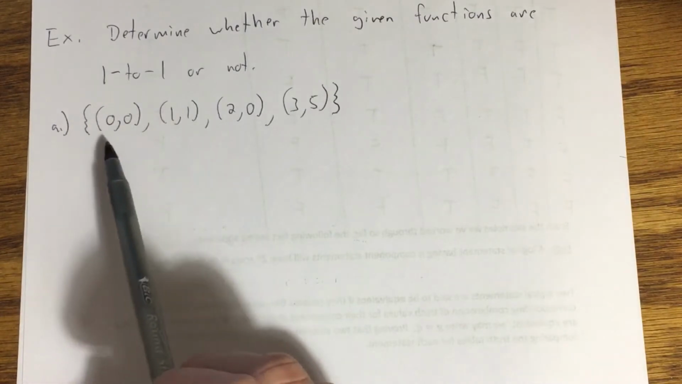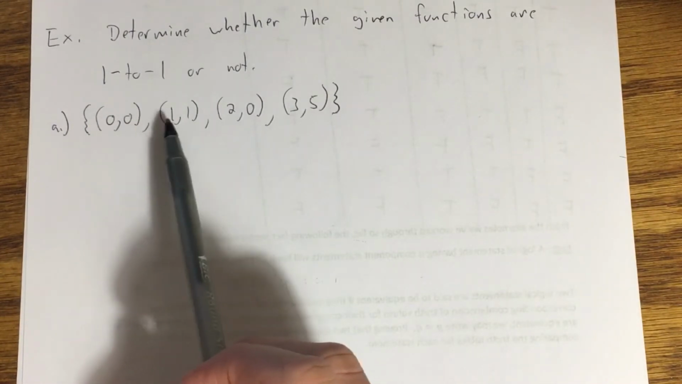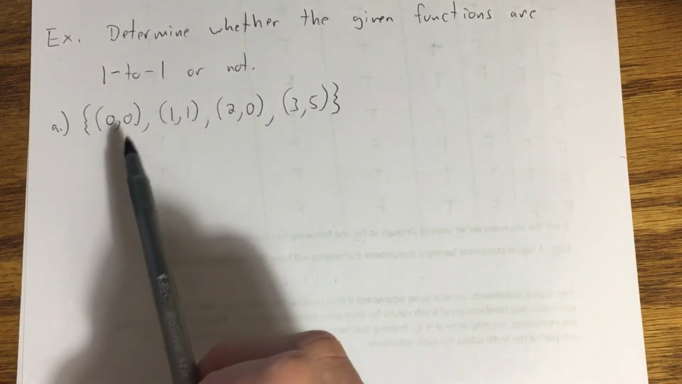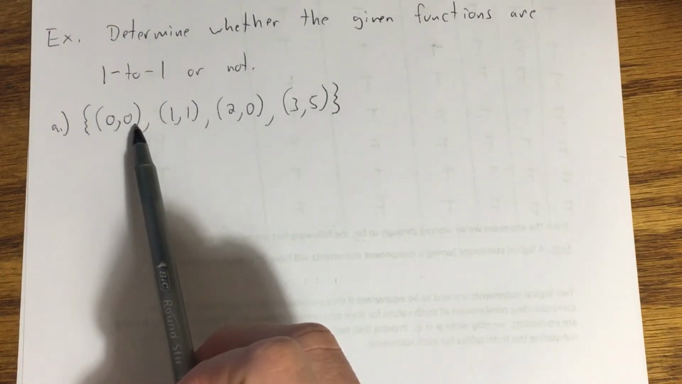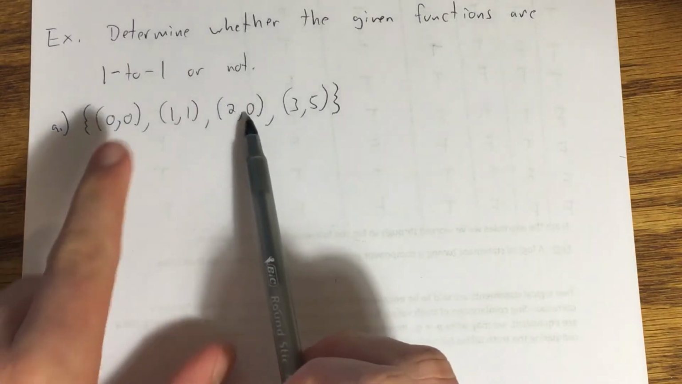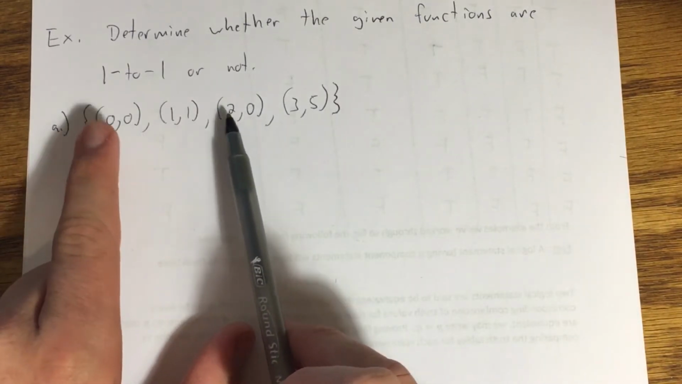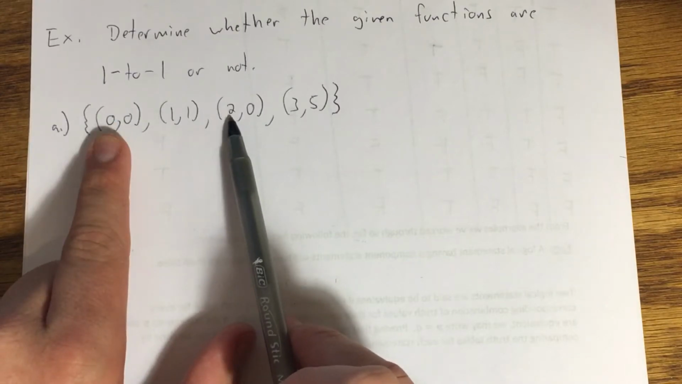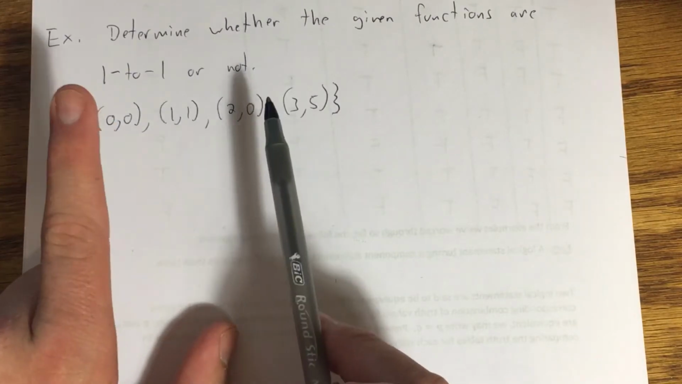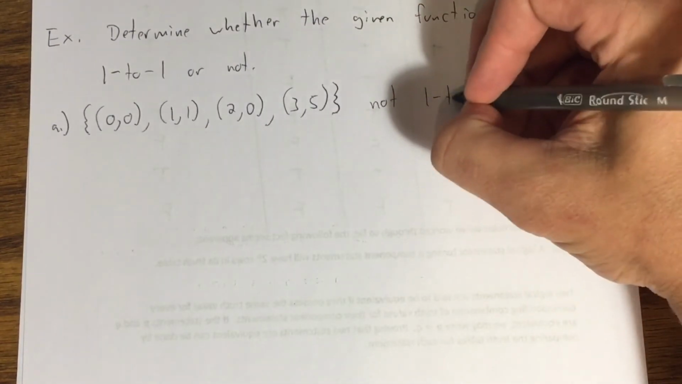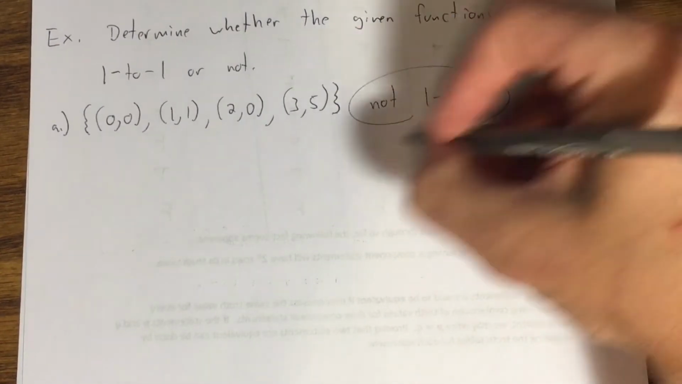However, this function is not one-to-one because in a one-to-one function, we want the reverse of that to be true also. We want every output to only be associated with one input. And if you notice, these two ordered pairs both have an output of 0, but they come from different inputs, 0 and 2. It's still a function, but it's not a one-to-one function. So I say not one-to-one.